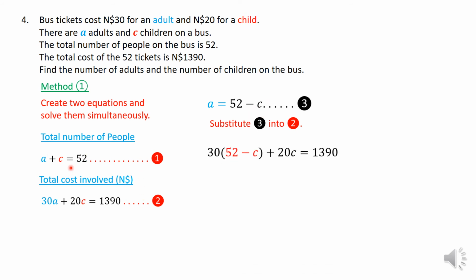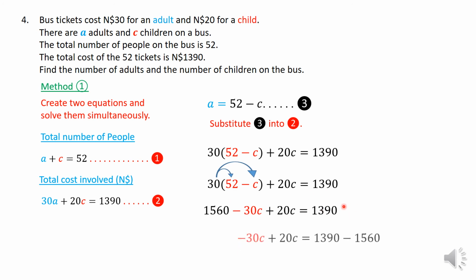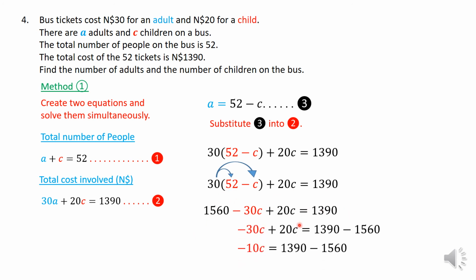Don't substitute it in itself. That doesn't make sense. So that leaves you to multiply out with that 30. Then obviously you're going to end up with 1,560 minus 30C plus 20C equals that. Then you clean this up so that you can get a value. And that means there are 17 children on the bus.